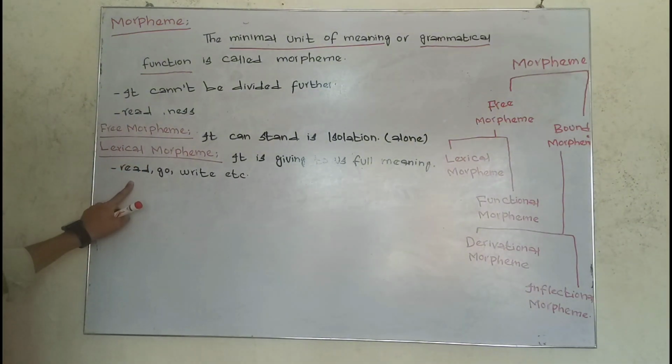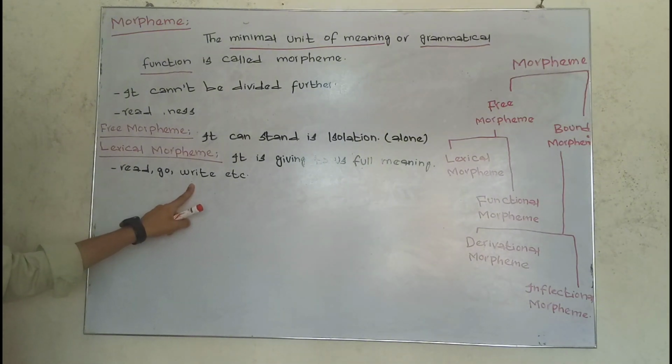But read, what is the first form of read? Its first form is also called the base form, present form, or infinitive form. So the infinitive form of read is read, the past form is read, and the past participle is read, but the present participle is reading. The spelling is the same in the past and the past participle, but we pronounce them differently. Another one is go. What is the past form of go? Went. The past participle is gone, and the present participle is going. Write: the past form is wrote, the past participle is written, and the present participle is writing.